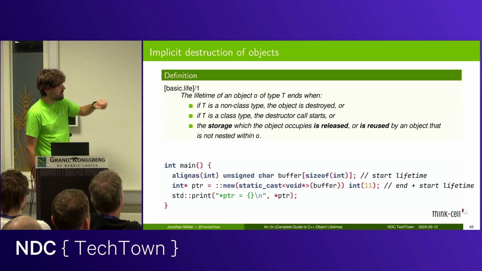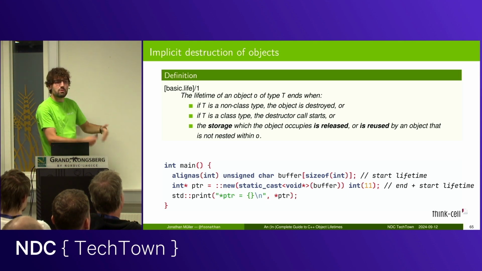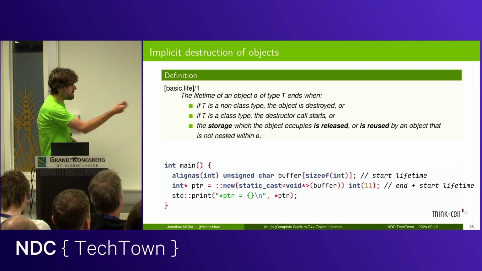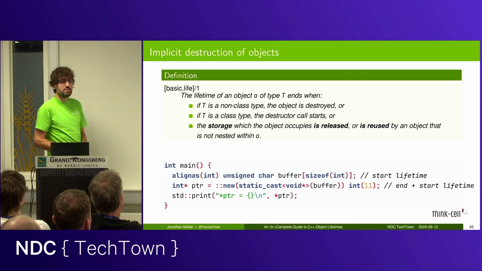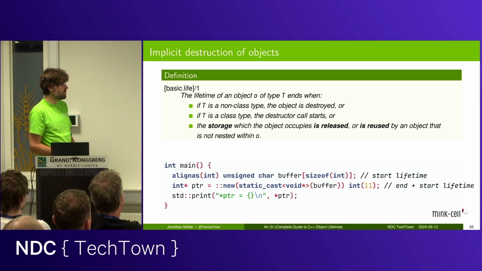Similarly, when we've got an unsigned char buffer, this actually starts the lifetime of an unsigned char array. And when we then call placement new over it, we end the lifetime of that unsigned char array, and instead start the lifetime of an int.